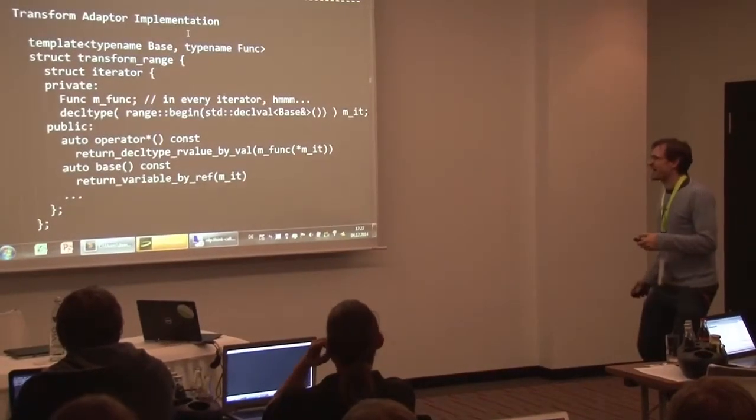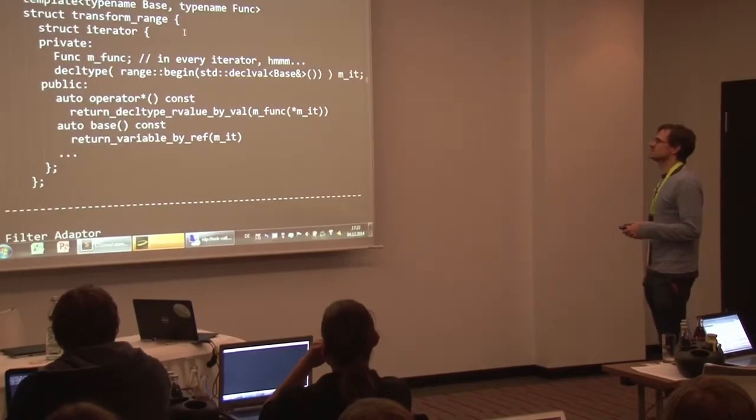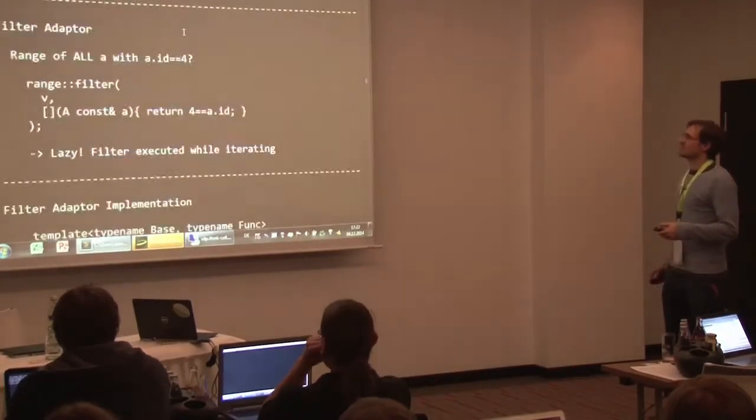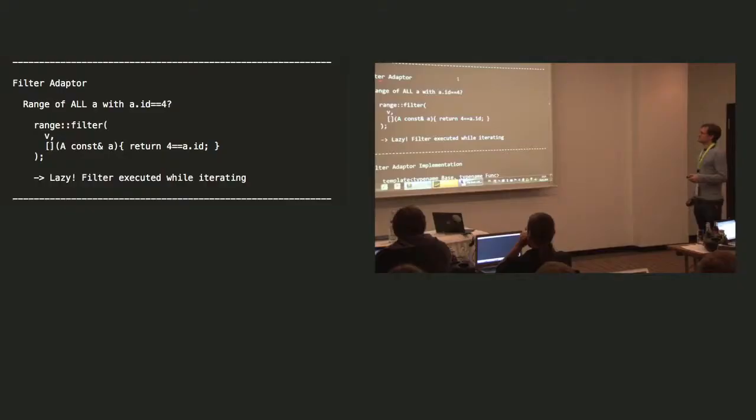But it's not that bad yet. Let's see what we're going to do next. Let's look at the filter adapter. Now, here we want to have the range of all A with A ID equal 4. And we could do something like that. Could say, okay, filter my V's. These are now A's. And you filter these with that functor. You say, if 4 is AID, then I want this to be member of my range.